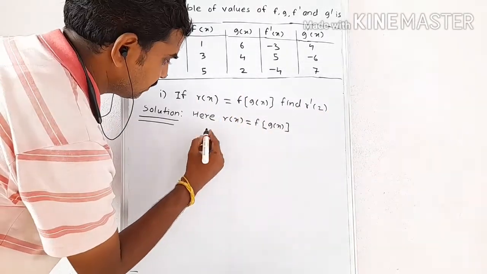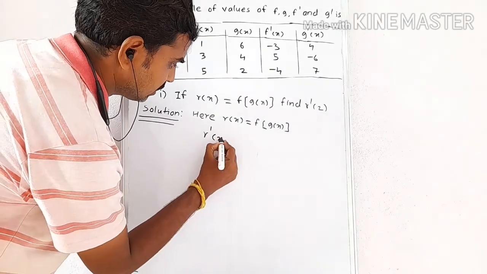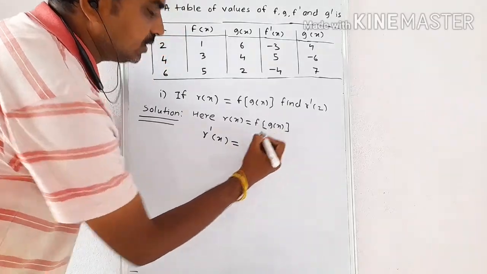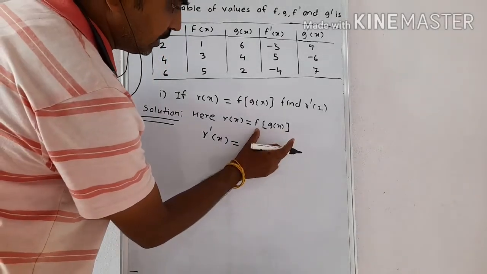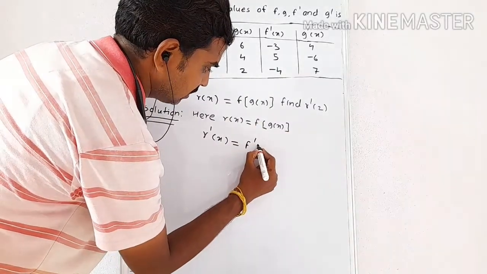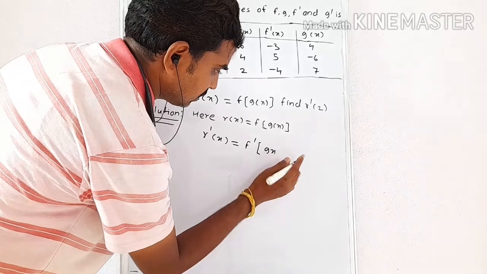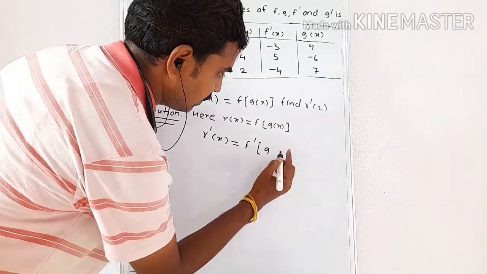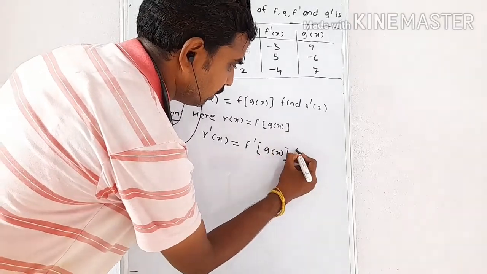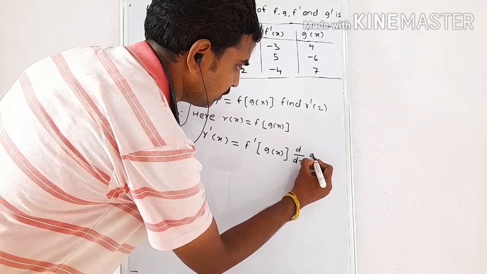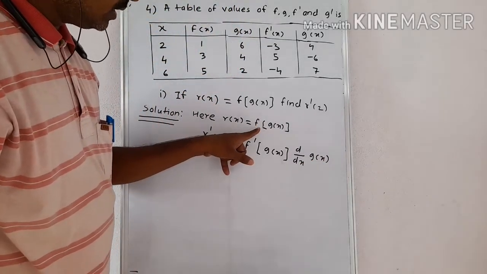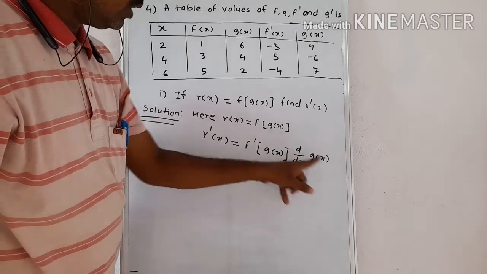Here derivative is r dash of x, notation for derivative, and here derivative is using composite formula. First we have to differentiate f function. Derivative of f function is f dash of x, f dash of g of x. This is derivative of first function f, and again we have to differentiate g of x, that is, d by dx of g of x.